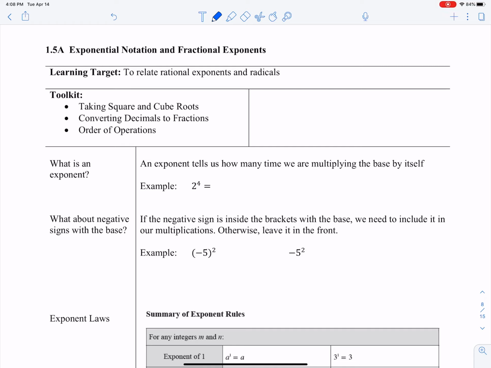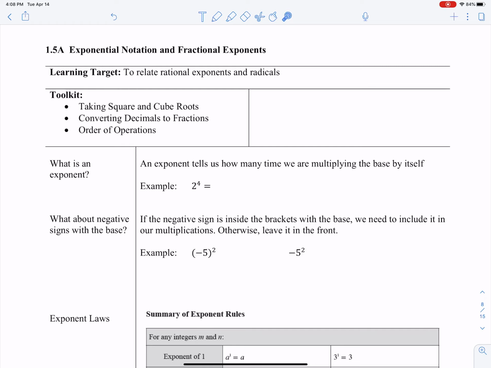This week we're going to be tackling section 1.5, and 1.5 is a long section, so I've broken it up into A, B, and C. Each part is normally one class, so those will be your 3 lessons for the week. So this week we're just tackling 1.5. What 1.5 is about is exponential notation, and we're going to be learning some exponent rules.